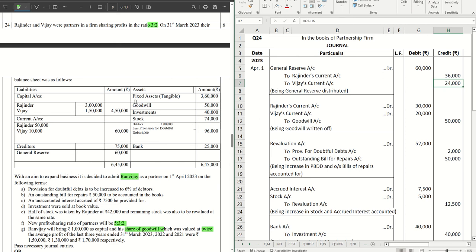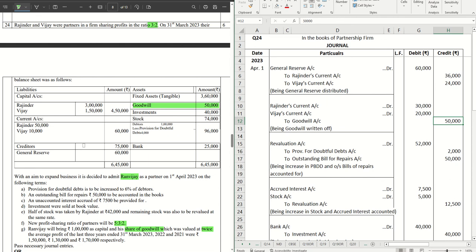Moving on to the asset side, we have fixed assets, then we have goodwill. For goodwill as well, the rule says straight away, if you have goodwill on the asset side in the balance sheet, you have to write it off by debiting partners' current accounts, and goodwill account will be credited. So Rajinder's current account and Vijay's current account are debited in the ratio 3 is to 2 to goodwill account 50,000. All right. Then we have investments, stocks, debtors, and bank.